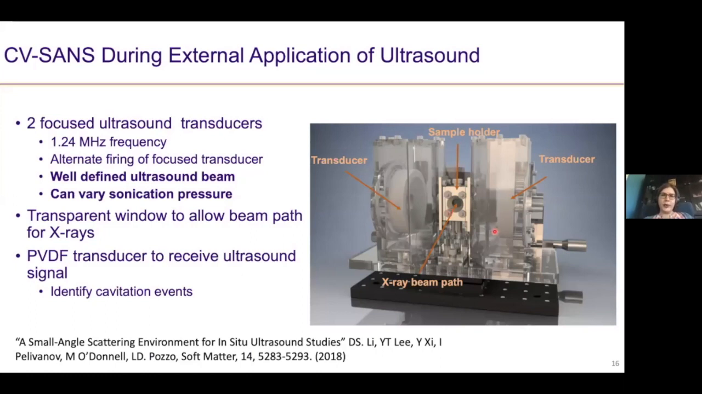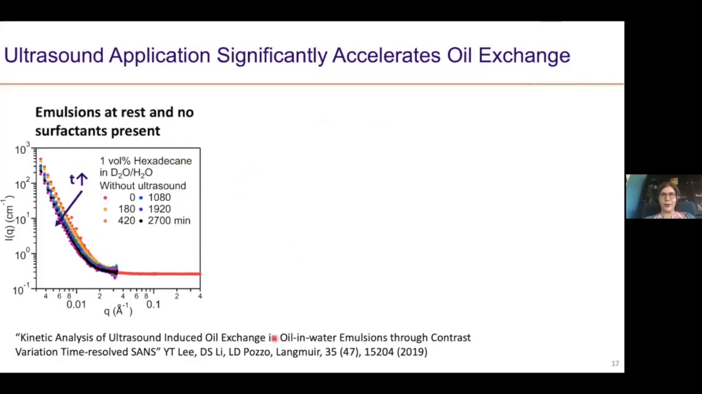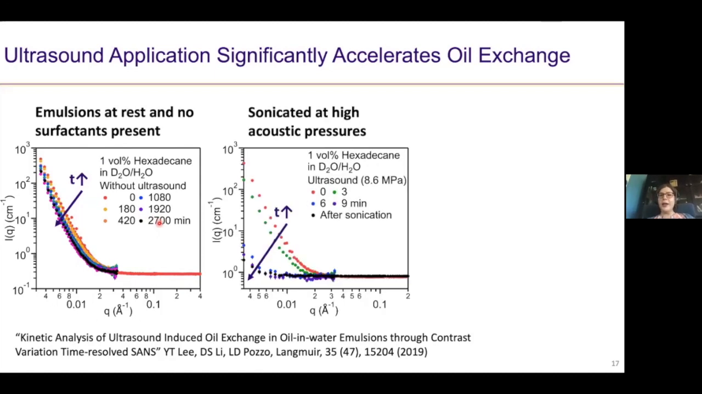And in this case, we developed this ultrasound sample environment that allows us to interrogate our emulsion systems while applying an external field. So this is, in this case, ultrasound. And you can read the details about this sample environment in this particular publication. But what is interesting is that when we do these experiments with ultrasound, so now we're applying ultrasound while the sample is in the beam line, what used to be an exchange that would take very, very long times, in this case up to a day, now could happen in a matter of minutes. So by applying ultrasound, we grossly accelerate this because we're now pushing droplets to coalesce and to exchange their oil.